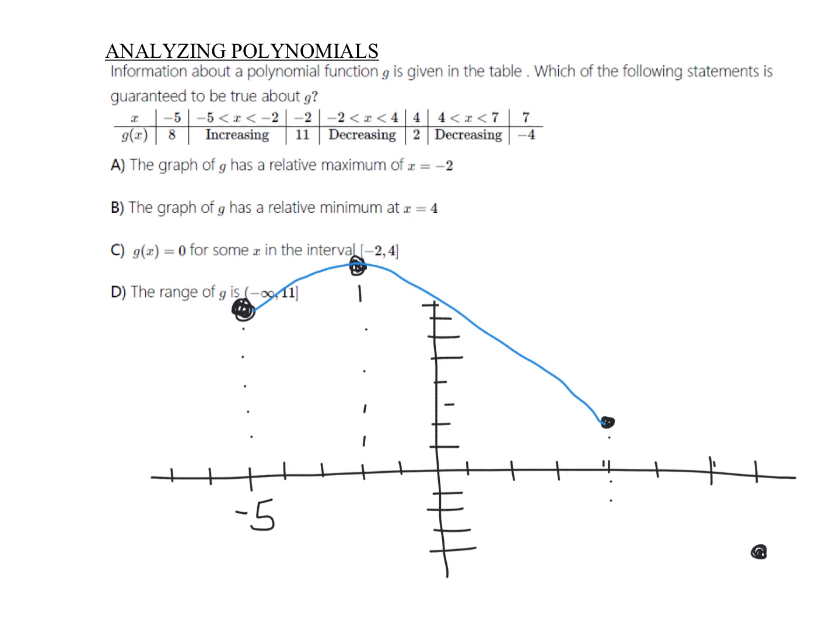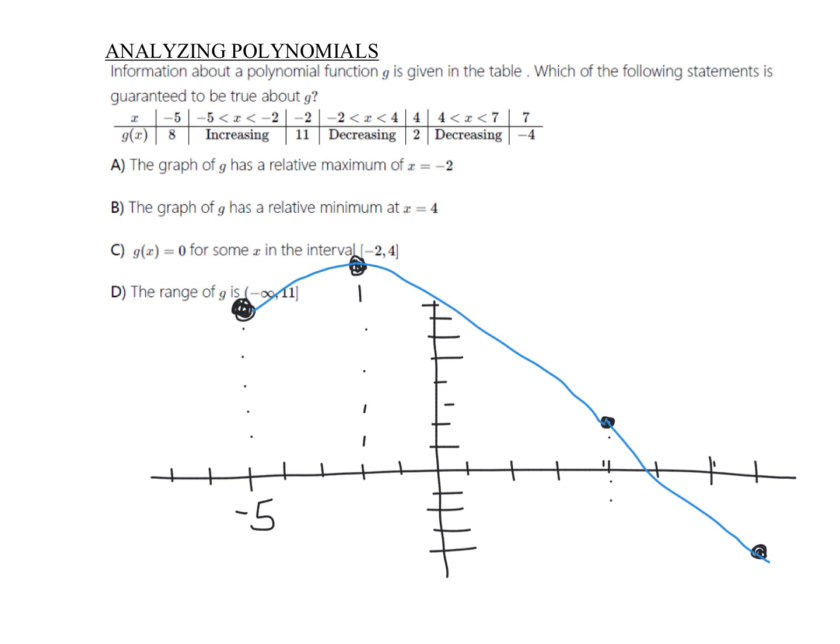Then 4 to 2 is decreasing. And what happens after that? From 4 to the next point I have, it's still decreasing. So just go down. So now I'm going to look at my statements and see which one could be true.